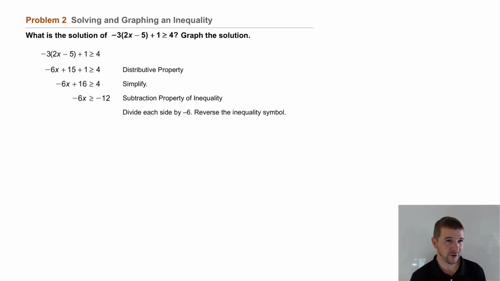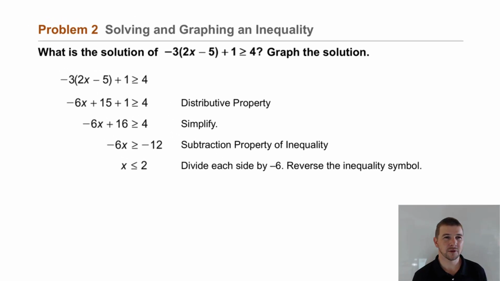Remember using inverse operations and these properties of inequality. Divide each side by negative 6, and don't forget to reverse the inequality symbol. Negative 6x divided by negative 6 is x. Reverse the inequality symbol, less than or equal to, and negative 12 divided by negative 6 is positive 2. We were also asked to graph, so we need to graph x is less than or equal to 2.